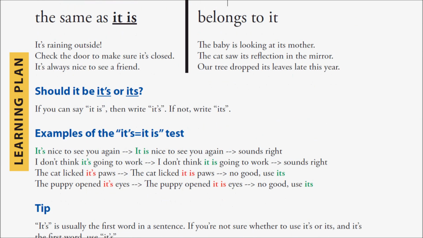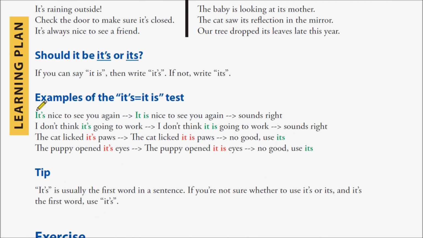There's some examples here. Okay, like if you say it's nice to see you again. If you say it is nice to see you again, sounds right, then you got it right. Then this is right. But if you would say the cat licked its paws, and you would change that to the cat licked it is paws, see what I mean? It's no good. It doesn't sound right. So if it's no good, then you've got to use the one without the apostrophe. See? Just read this here and work with your teacher.